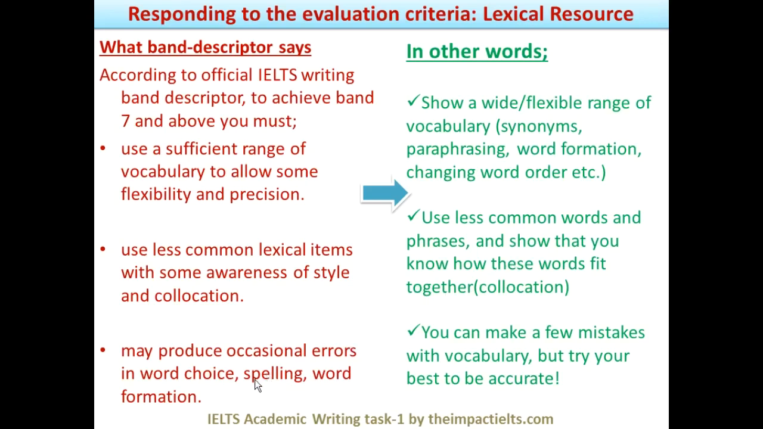Then it says you may produce occasional errors in word choice, spelling, and word formation. You should try your best to be accurate in this part. But if there are some problems like spelling, one, two, or three, up to band 7 perhaps you can still manage to get it, but you should not rely on mistakes. You should rely on accuracy, actually.